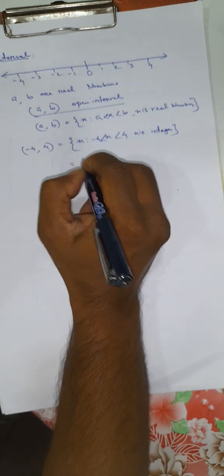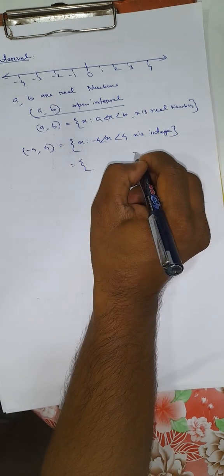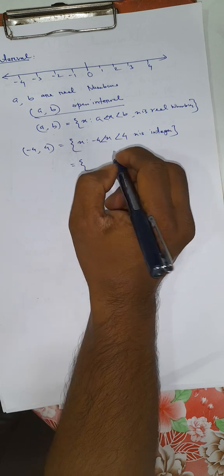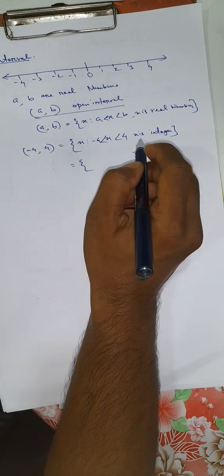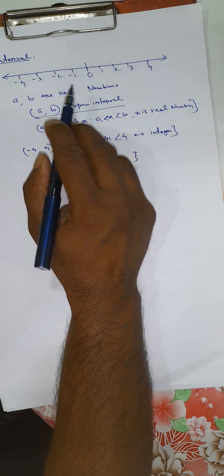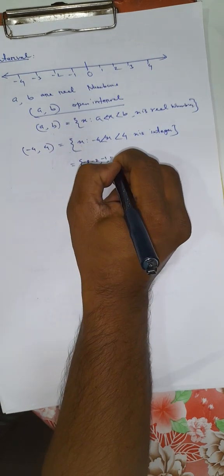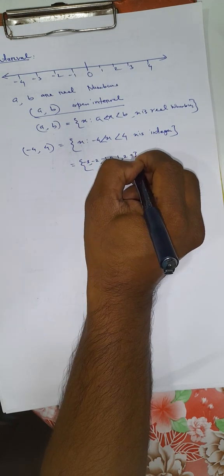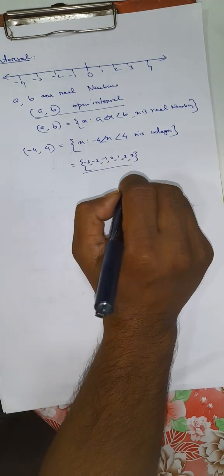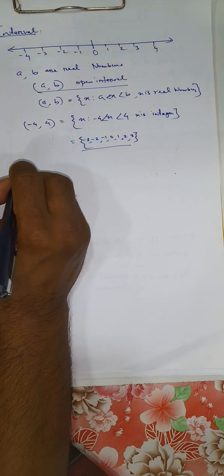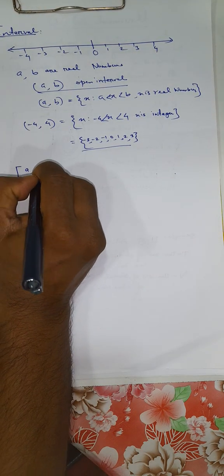Now if you write this in tabular form or roster form, what are the elements here? The integers in between 4 and minus 4. So you will find minus 3, minus 2, minus 1, 0, 1, 2, and 3, right? Now this is called [a, b].